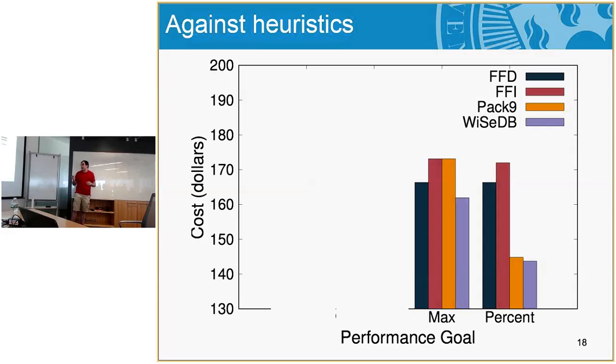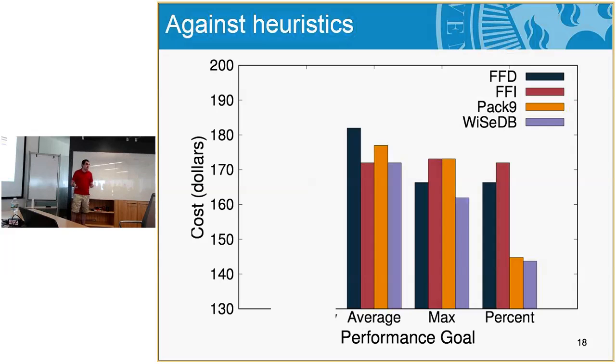Right, so the next SLA, max. The max SLA, which says the latest query has to finish before X minutes, is the closest to bin packing. So here we would expect FFD to do the best, and indeed it does. FFD beats out Pack9 and FFI, and we beat out FFD by a little.